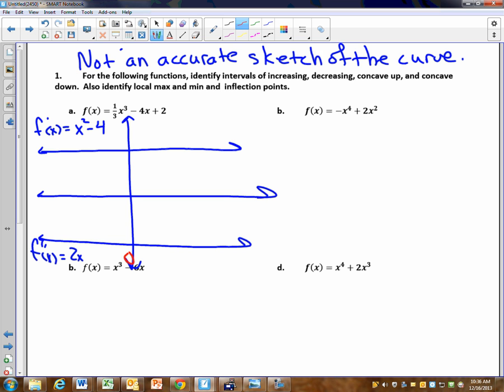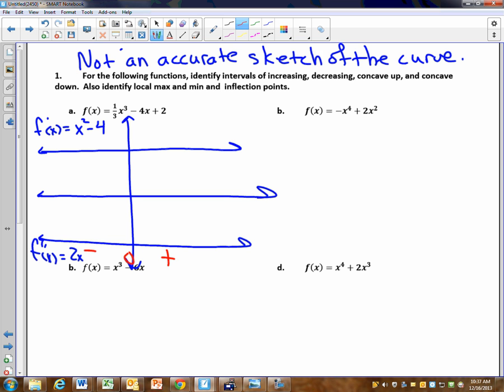Now I'm going to do some testing, okay? Let's plug in a negative value. What's the value to the left of 0 I can plug in? Negative 1. 2 times negative 1? Negative 2. That's a negative value. What's the value to the right of 0 I can plug in? 2. 2 times 2 is? That's positive. We have now decided already where the function has an inflection point. We've also decided that over this area the function is concave down. Here it's concave up.